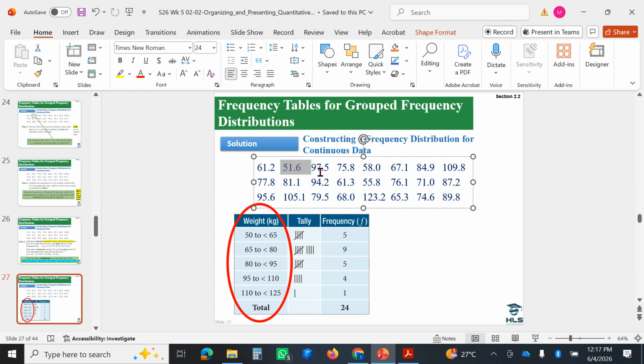But anyway, you'll see there that the lowest value was 51.6, which is why we chose 50. Remember that? Okay. And then the class width was 14.32, which we kicked up to 15. So it's 50 to less than 65. 65 to less than 80, right? 15, 15, 15, and 15. And there's your tally chart. Easy to count. I got 5. I got 9 here. I got 5, 4, and 1. And then there's your frequency distribution.